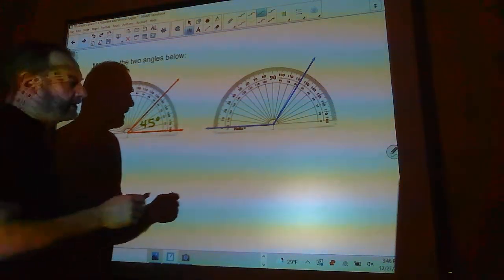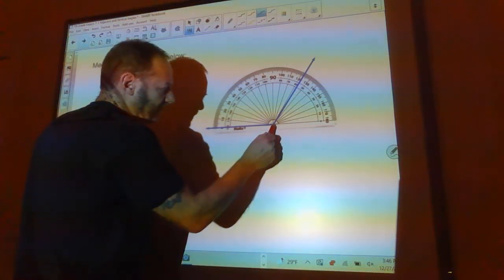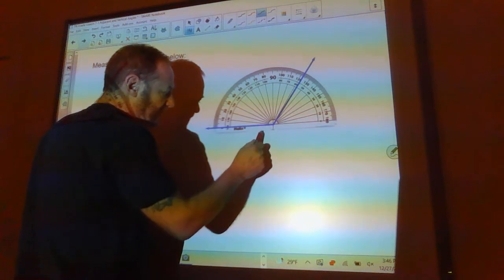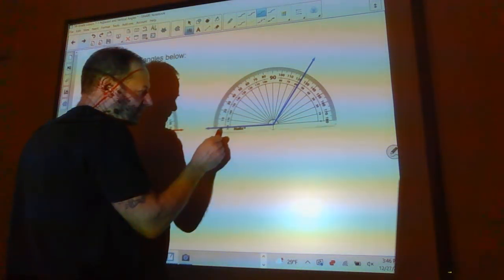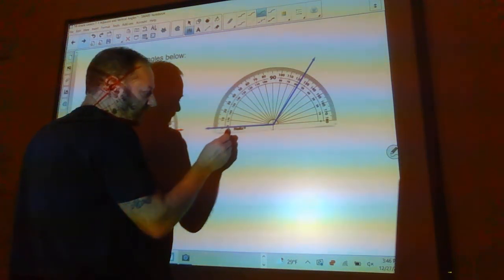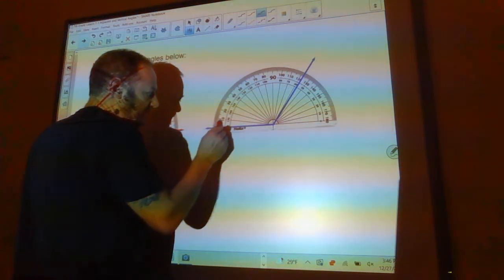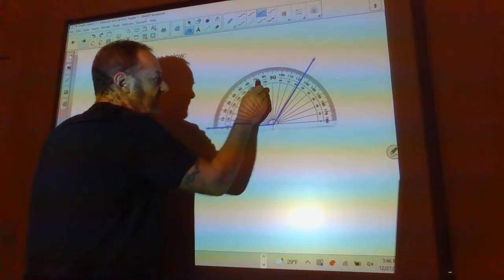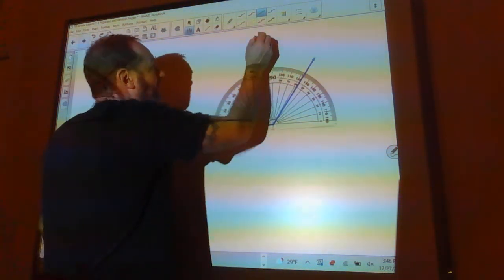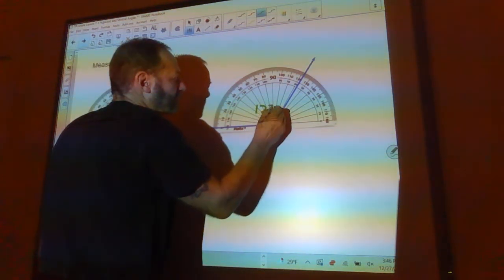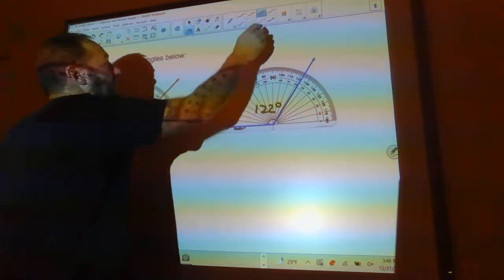Now this one over here, notice again, that little dot goes right there on the vertex. I've lined up this side of the angle, so I'm going to start at 0. I always start at 0. I don't want to start at 180, I want to start at 0. And I count 10, 20, 30, 40, 50, 60, 70, 80, 90, 110, 120, 121, 122 degrees. This is a 122 degree angle right there.